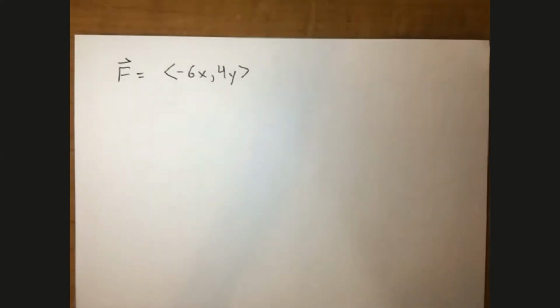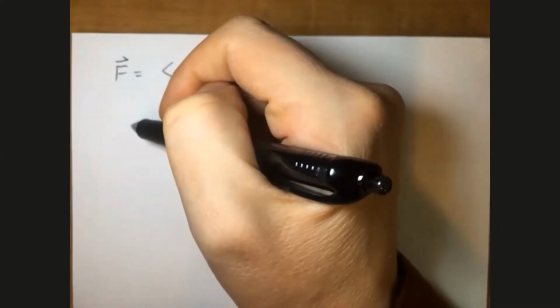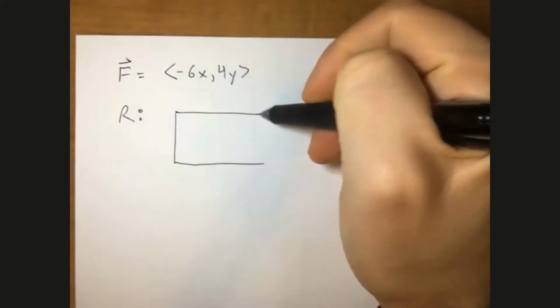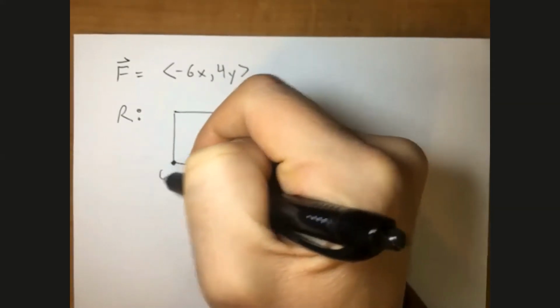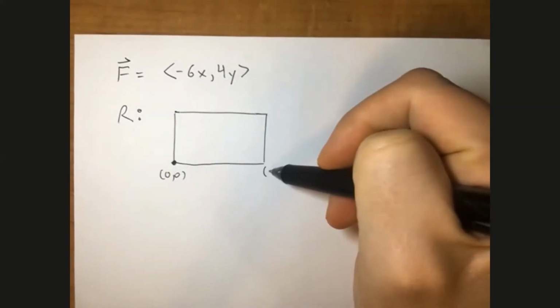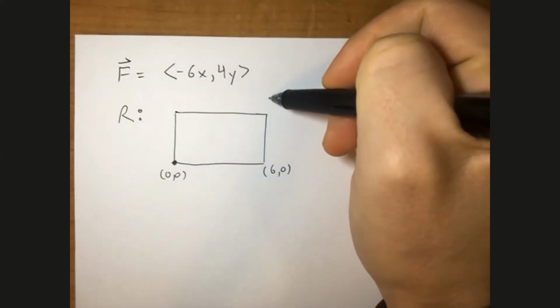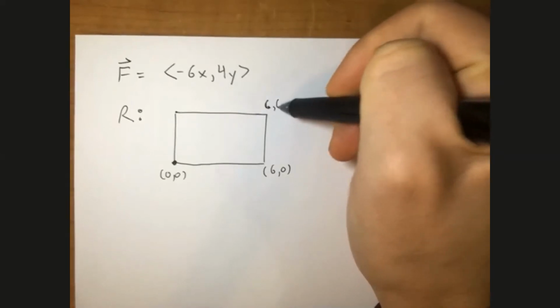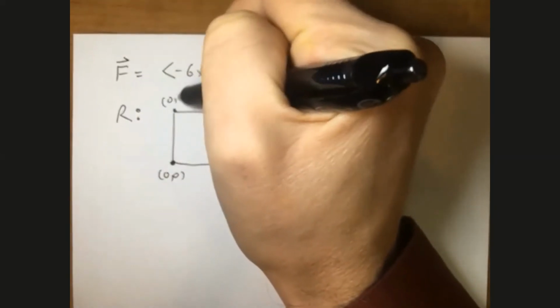What did the problem say? The problem said that the vector field was given by negative 6x, comma 4y, and R is the rectangle with vertices 0, 0, 6, 0, oh, 6, 6, and 0, 6. Okay.